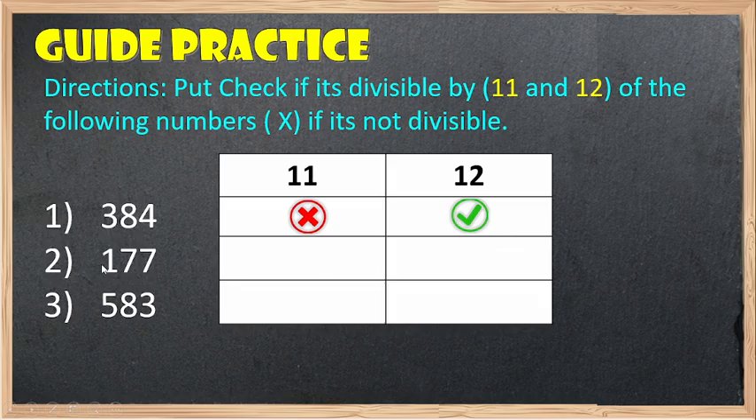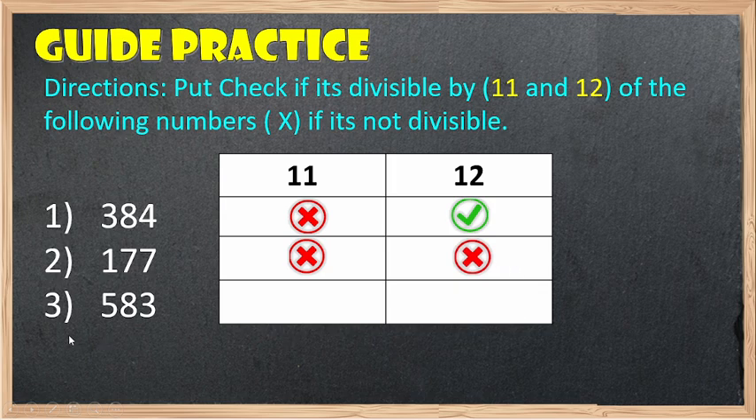Then we have number 2, 77. 1 plus 7, the answer is 8. 8 minus 7, the answer is 1. Therefore, this is not divisible by 11. How about 12? Is 77 divisible by 3? No. So, therefore, it is not. Is 77 divisible by 4? No. Therefore, it's not divisible by 12.